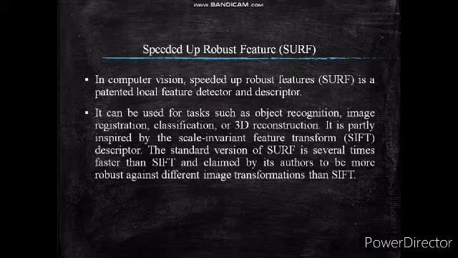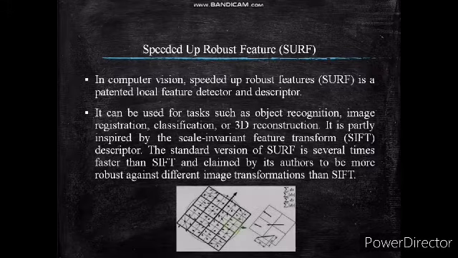It can be used for tasks such as object recognition, image recognition, classification, or 3D recognition. It is partially inspired by the scale invariant feature transform descriptor. The standard version of SURF is several times faster than SIFT and is claimed by the authors to be more robust against image transformations than SIFT.